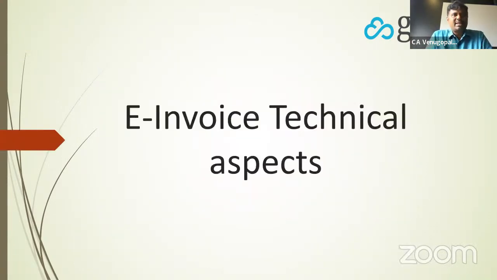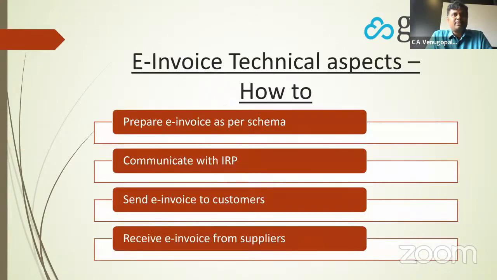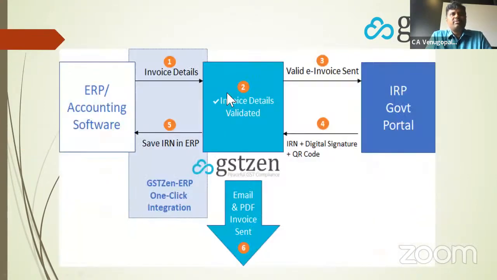Let's get into some technical aspects. We call it a schema. The way the GSTN portal is designed, it understands how the interaction with the government portal should happen. The data which you are presenting from your ERP accounting software or Excel will be translated into a language which the government understands.